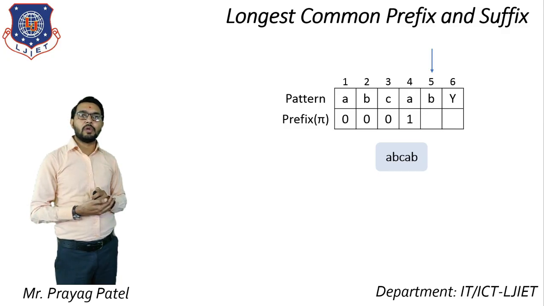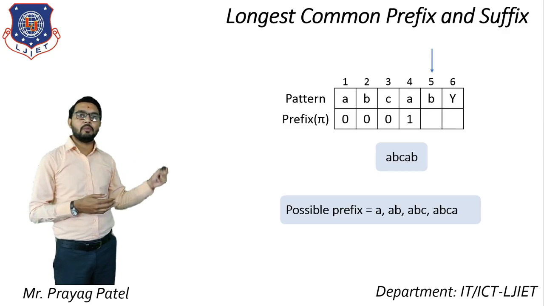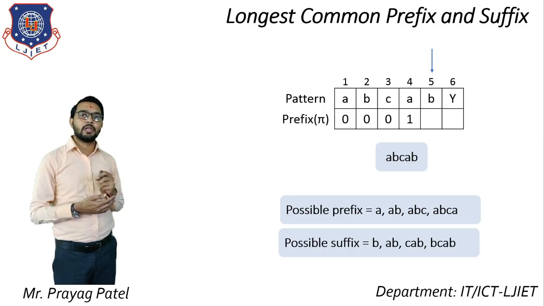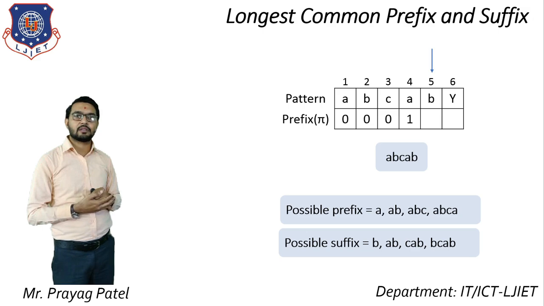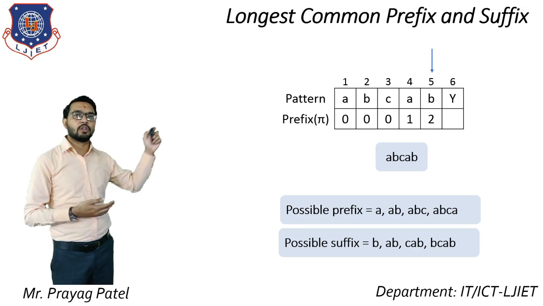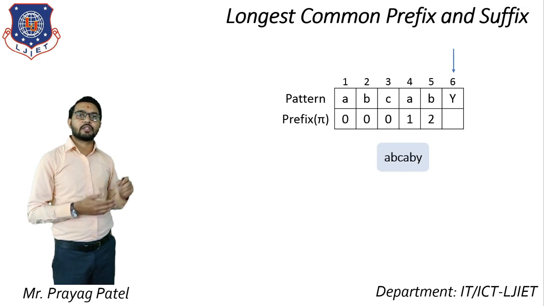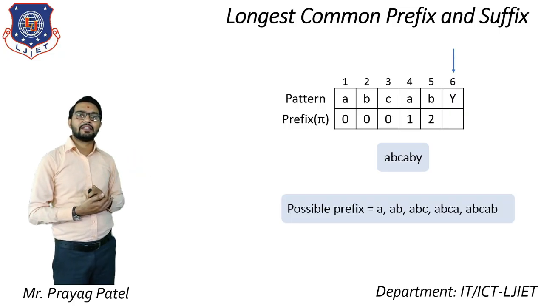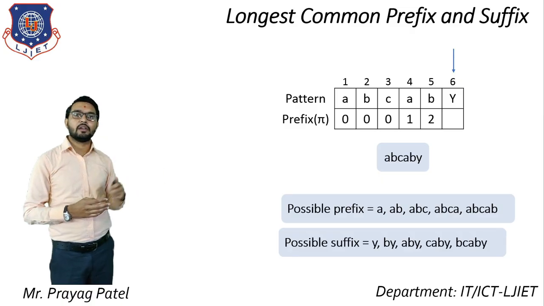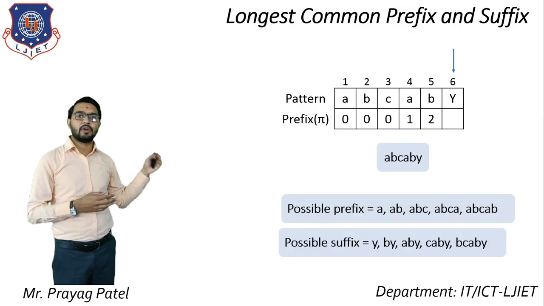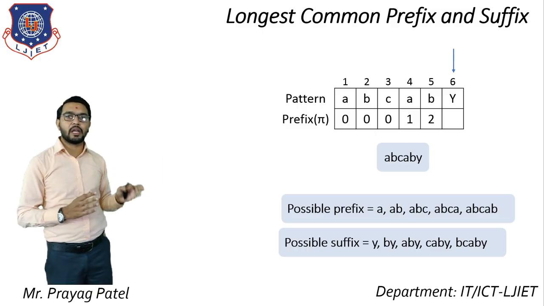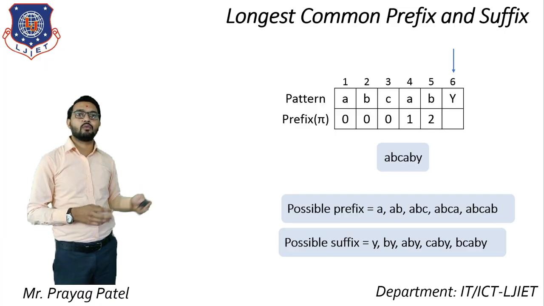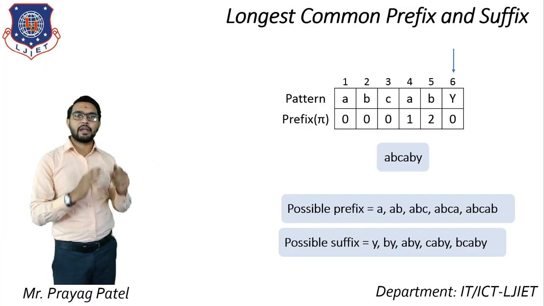Now next for the fifth, ABCAB, the prefixes are A, AB, ABC, ABCA. Suffixes are B, AB, CAB, BCAB. So here AB is matched, so the length of AB equals 2, so consider the value as 2. Now for the last location, consider ABCABY as the string, and the prefixes are A, AB, ABC, ABCA, ABCAB. Suffixes are Y, BY, ABY, CABY, BCABY. In this case no prefix and suffix match, so the longest common prefix-suffix equals 0. So consider this table as the pi table.